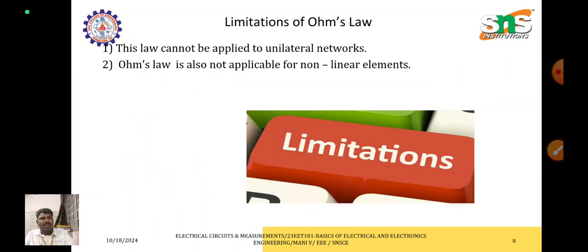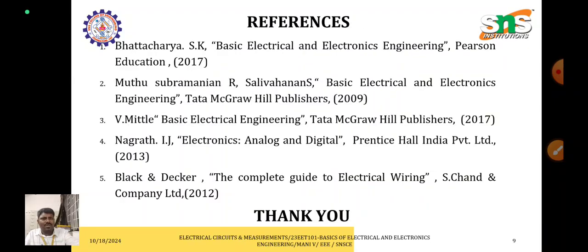And the limitations of Ohm's law: it cannot be used for unilateral elements and non-linear elements. It is applicable only for linear elements, and the temperature should be maintained constant. And these are the references for this topic.